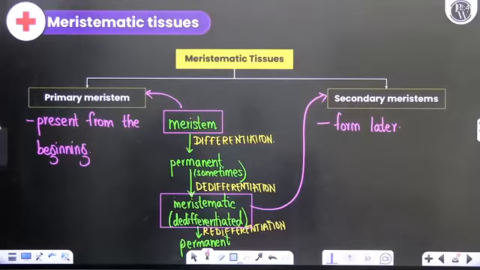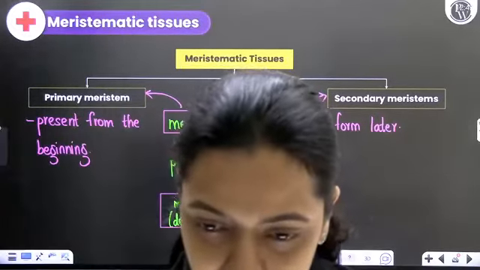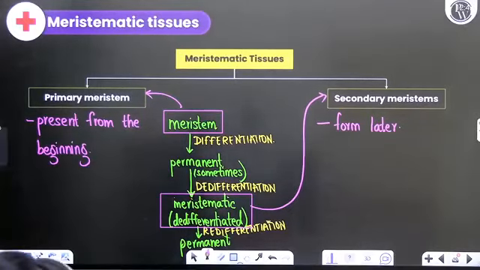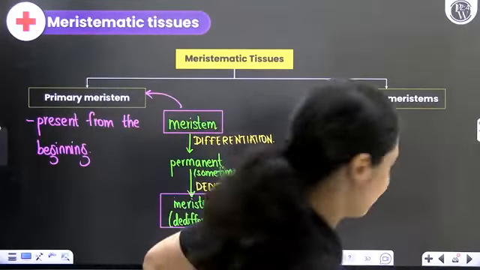Geometric arithmetic division, Hema, that comes in a different chapter. Okay, it comes in plant growth and development. It can be found in other plants also, Diya. Cool, let's move on then.